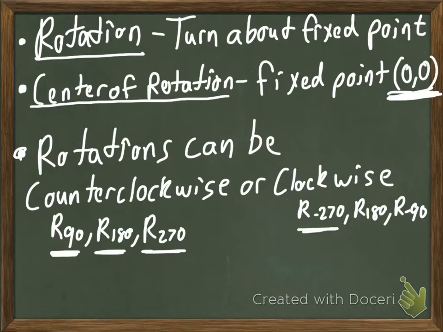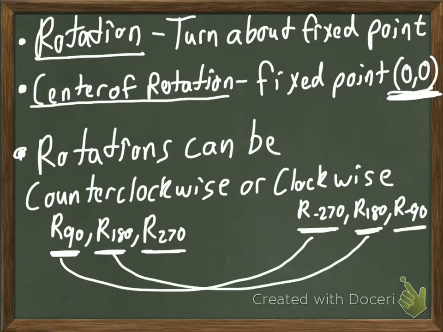If you see R negative 270, that means clockwise 270. R 180 is a rotation of 180. If you remember from the first video, it doesn't matter which way you go for 180 degrees. And then an R negative 90 means a 90 degree clockwise rotation. And these are actually paired up and in order. R90 and R negative 270 are the same type of rotation. R180 and R180 are the same. And R270 and R negative 90 are the same rotation.